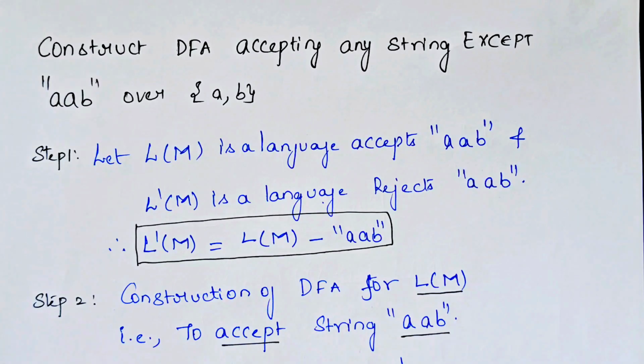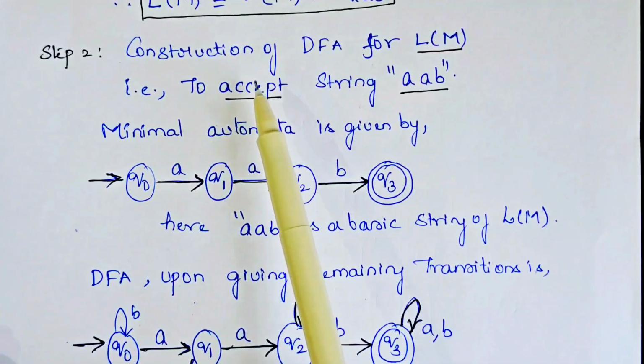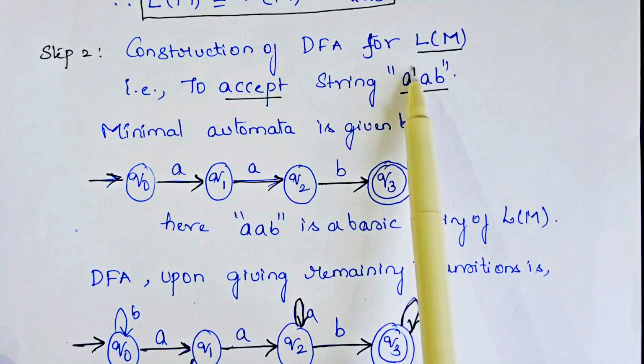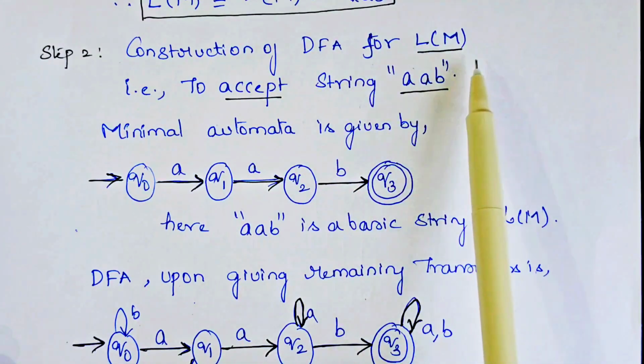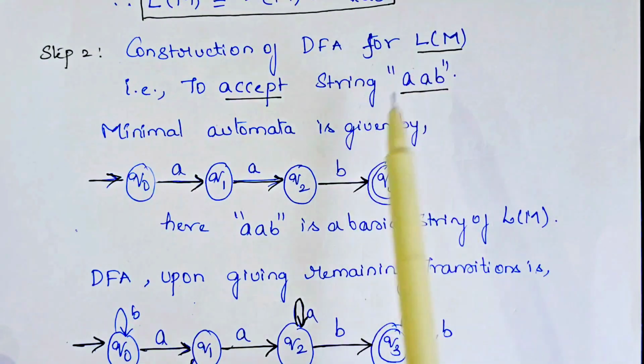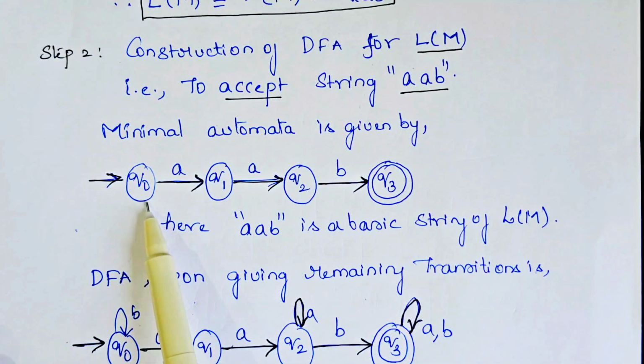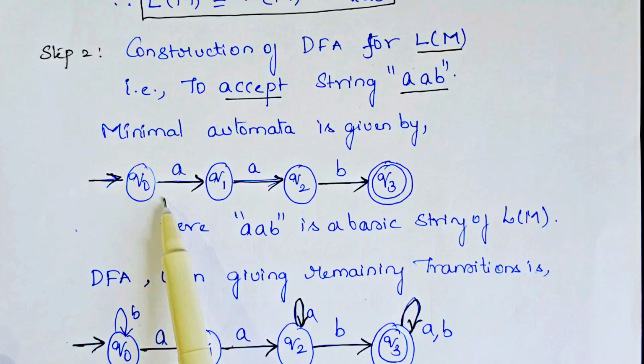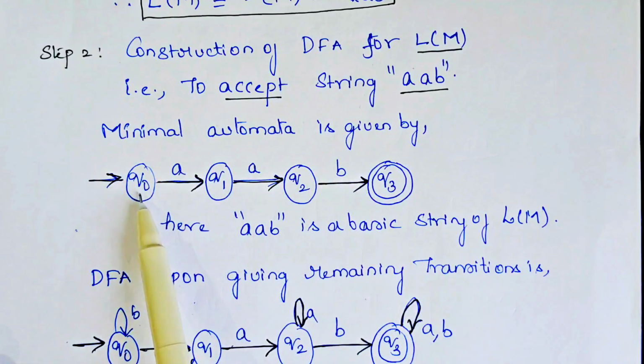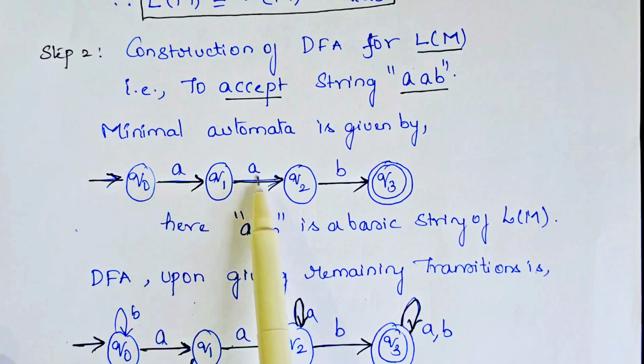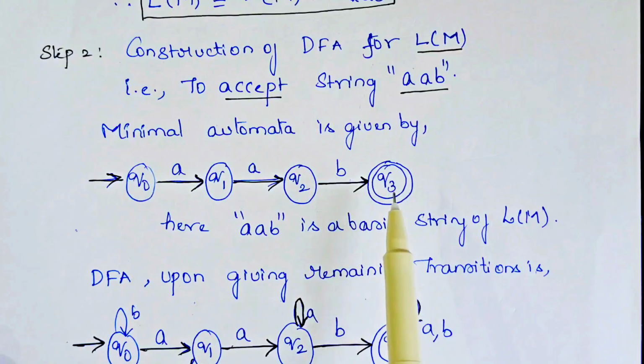So initially we have to construct the DFA for the language which is accepting AAB. Then after we have to design a DFA which is rejecting the string AAB. Initially, construction of a DFA for the language which is accepting the string AAB, nothing but L of M. The minimal automata is given by processing the basic string AAB. So from the initial state Q0 we are processing the string AAB through to the final state Q3.